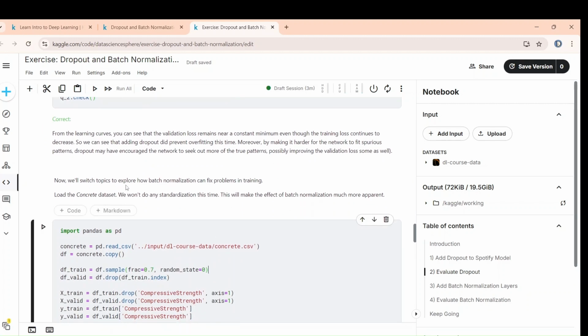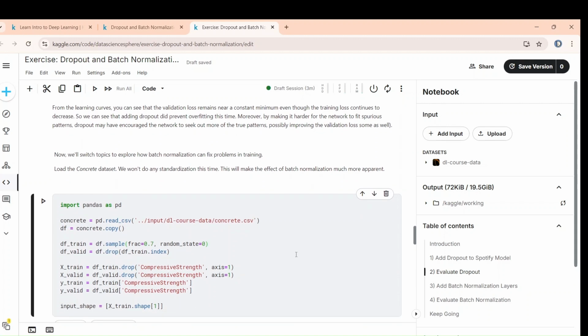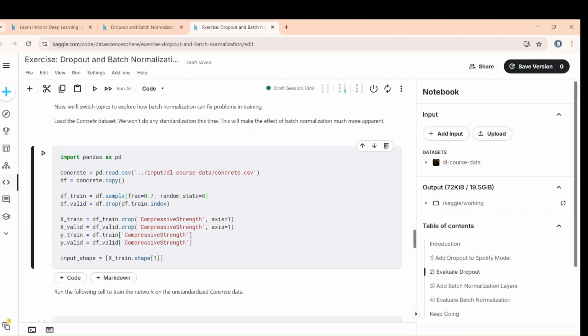Okay, now we will switch topics to explore how batch normalization can fix problems in training. Load the concrete dataset. We won't do any standardization this time. This will make the batch normalization much more apparent. We have just downloaded the dataset. We have not performed any standardization this time so that we can understand how batch normalization has an impact.